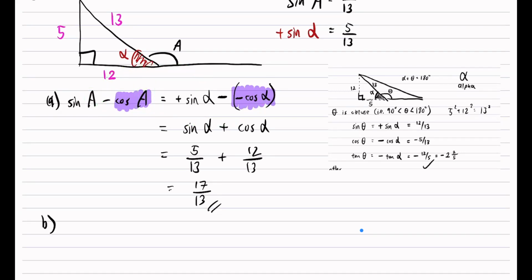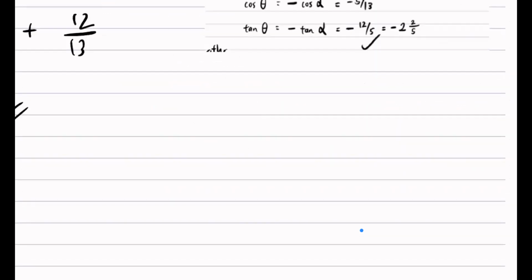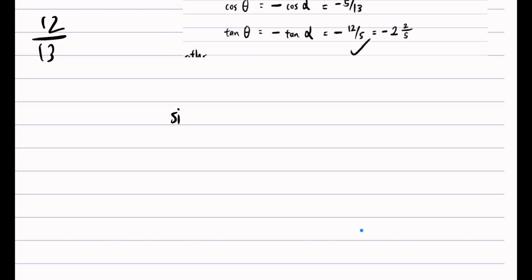Okay, part B. Let's go. So now this one, I have to introduce a few more rules before I can talk about this one. So first thing, let's see what is the sine, cosine, and tangent of a negative angle. This one, I don't want to explain why. I will just use the formula. I call this the negative angle identities.